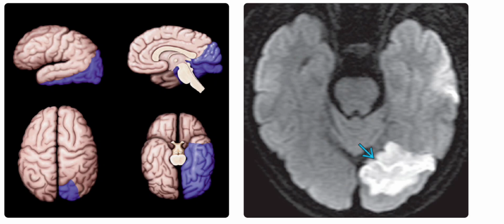Large vessel atherosclerotic strokes represent 40% of the strokes. The carotid bifurcation is the most common site of atherosclerotic plaque. Axial DWI MRI shows diffusion restriction in the occipital lobe related to the PCA ischemia. DWI, that is diffusion weighted imaging, is the most sensitive MRI sequence for acute ischemia.